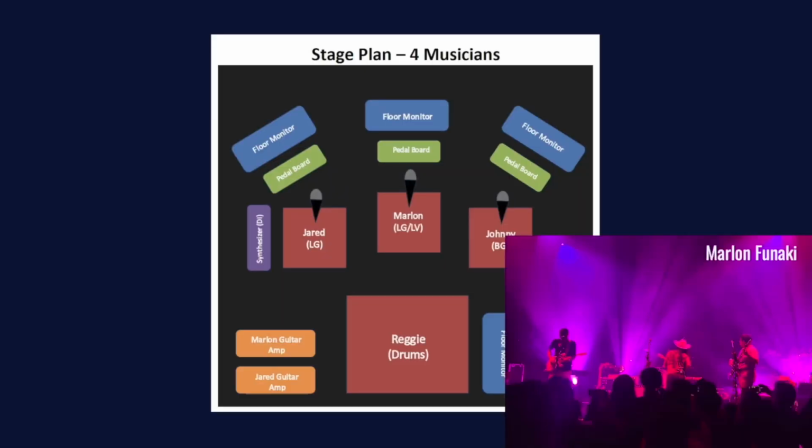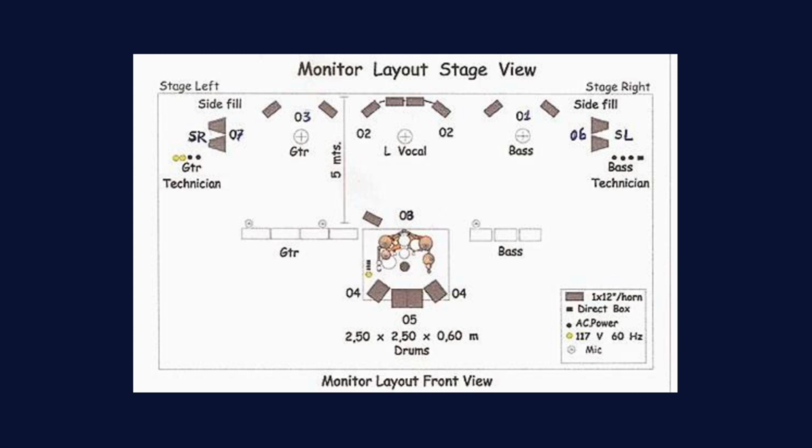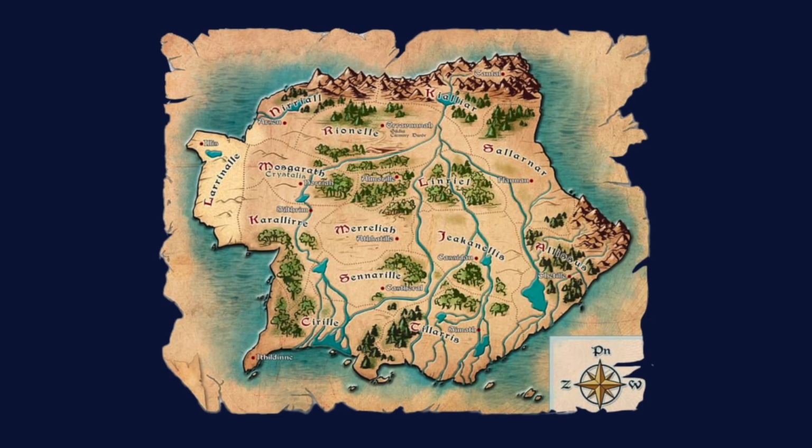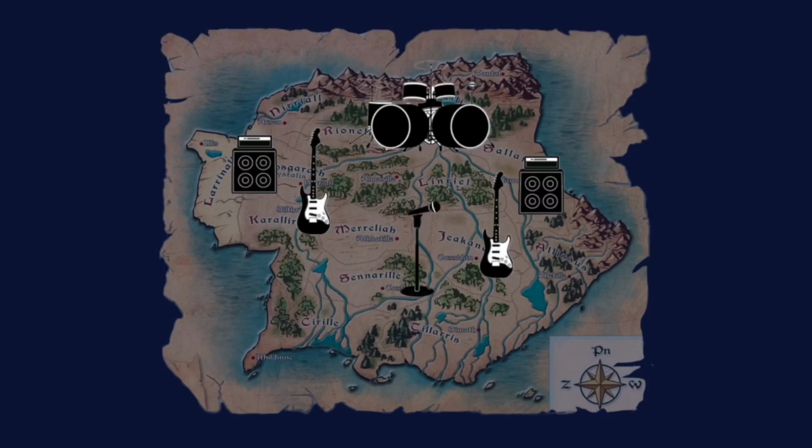This is a stage plot. And this is a stage plot. It may look scary at first, but a stage plot is essentially just a map of a stage. Are you starting to get me now?